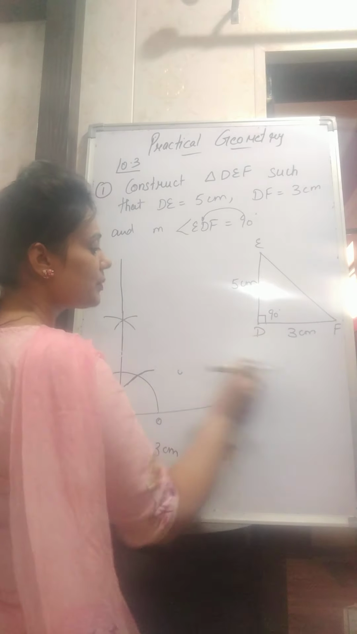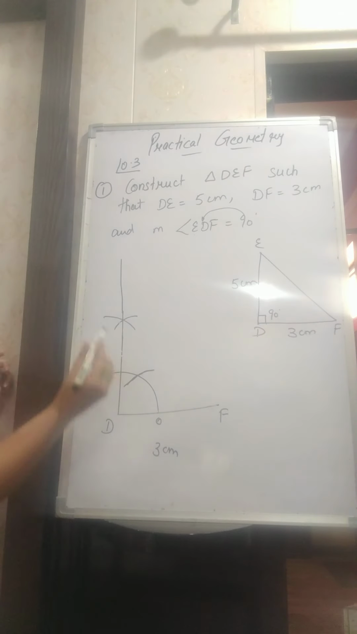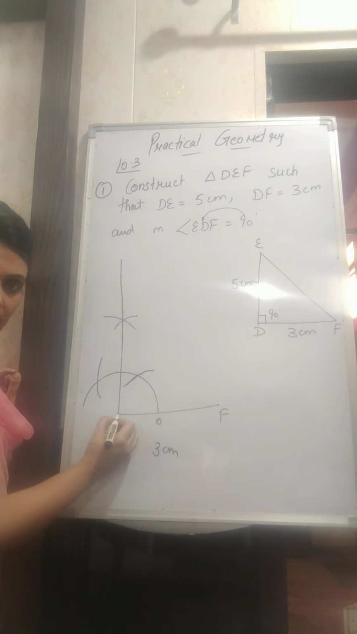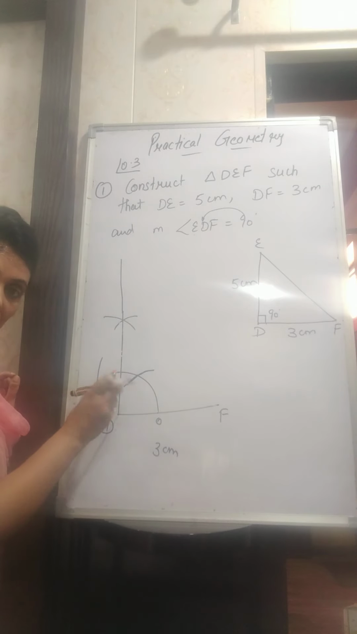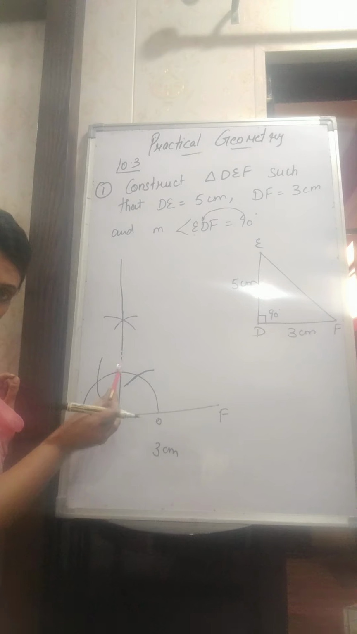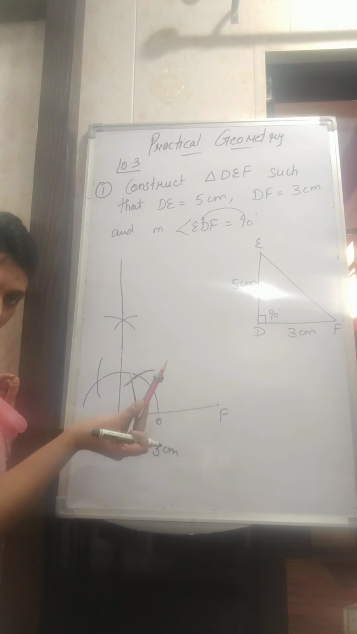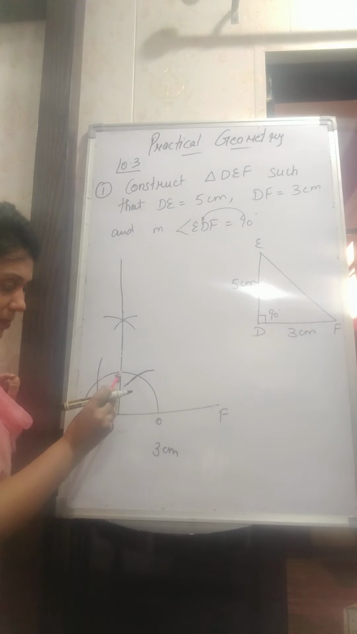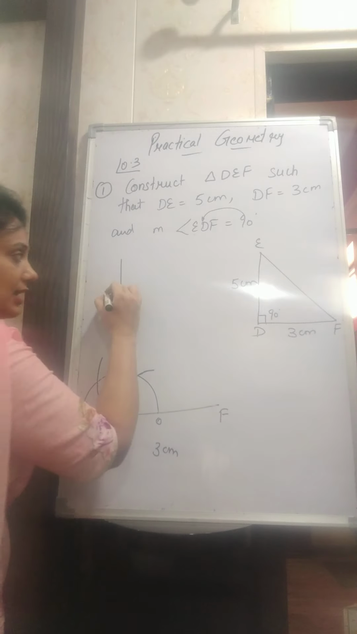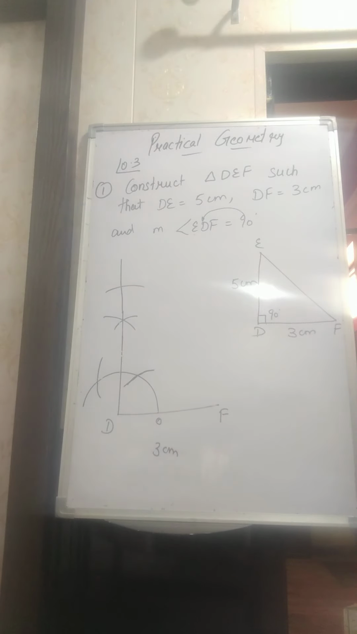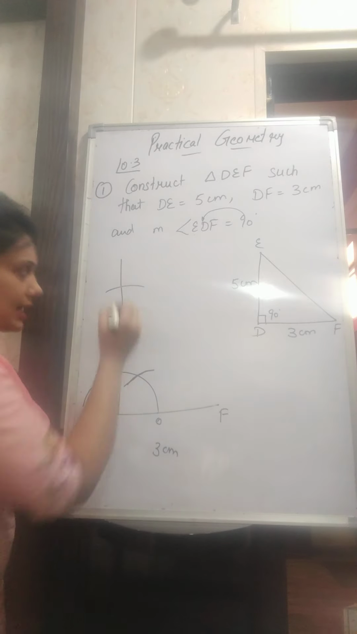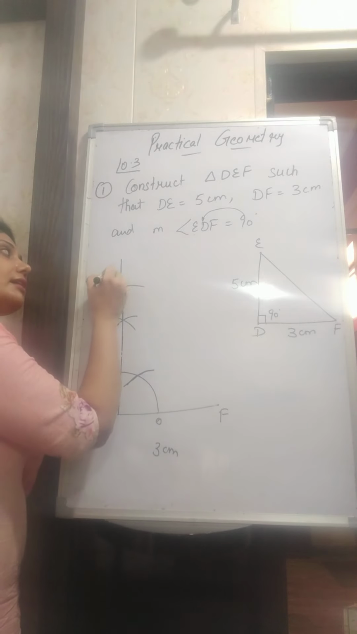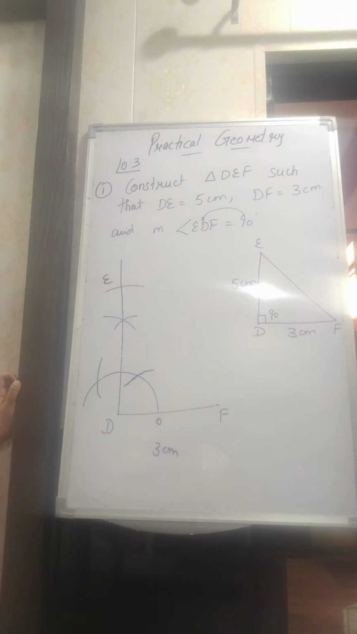You will open the compass of radius 5 centimeter, and by taking D as center, means you will keep your compass at point D. 5 centimeter of compass is open. Keeping the compass at point D, you will make an arc. It will come like this. And where this 90-degree angle and this arc are intersecting, that is point E.